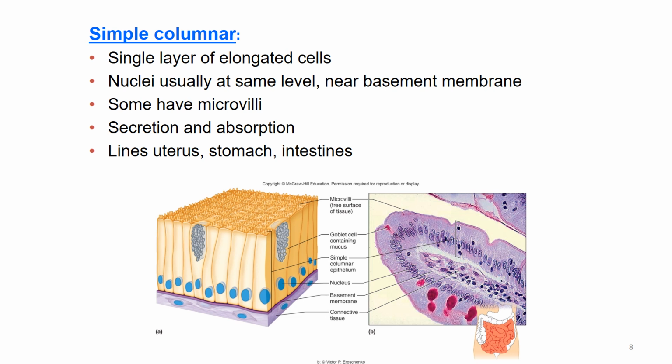Simple columnar is a single layer of tall cells. Here the location for this type of tissue is in our digestive tract. So the lining of our stomach, intestine, and the function of this tissue is for absorbing nutrients.